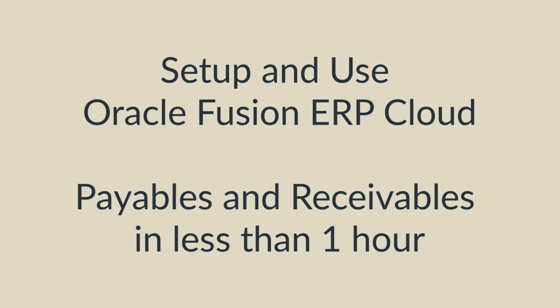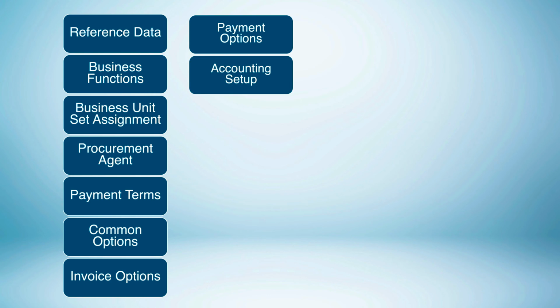next hour or so. So first, we're going to look at the reference data sets that we're going to set up. We're going to then look at the business functions, the business unit set assignment. We're also going to look at the setting up of the procurement agent and then the payment terms. And then we'll look at the common options for procurement and payables. And then we'll look at the invoice options for payables. We'll move swiftly to the payment options and then look at the accounting setup within the various common options, invoice options, and the payment options.